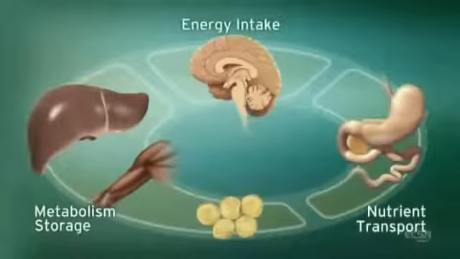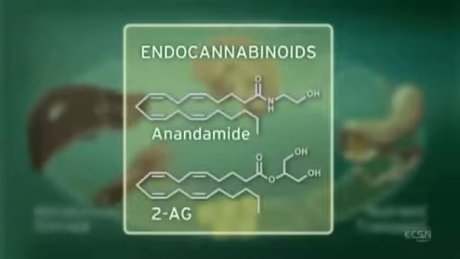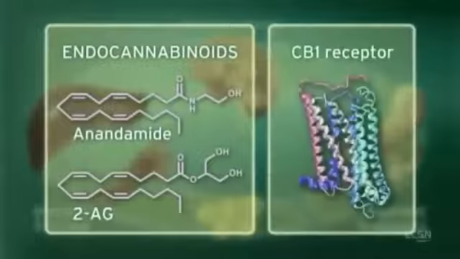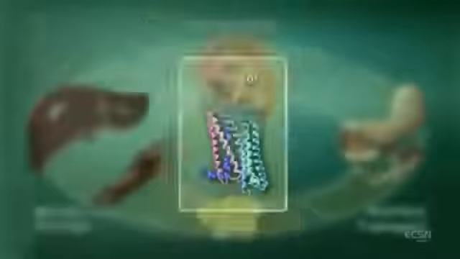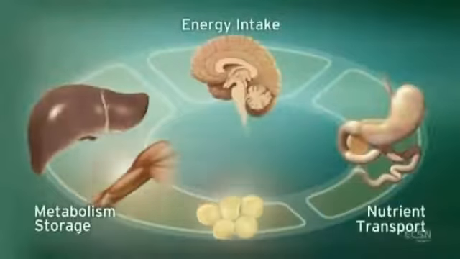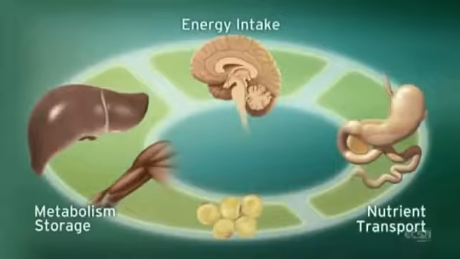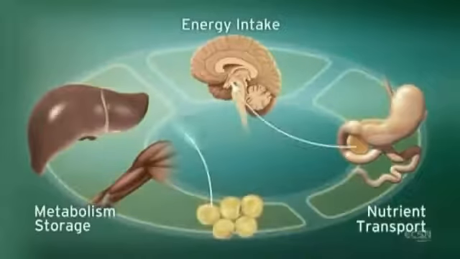The ECS regulates these processes through endogenous ligands, such as anandamide and 2-arachidonylglycerol, and the CB1 receptor. CB1 receptors are located in the brain, digestive tract, muscle, and adipose tissue. Integration of these central and peripheral ECS components is achieved through neuronal and hormonal signaling.